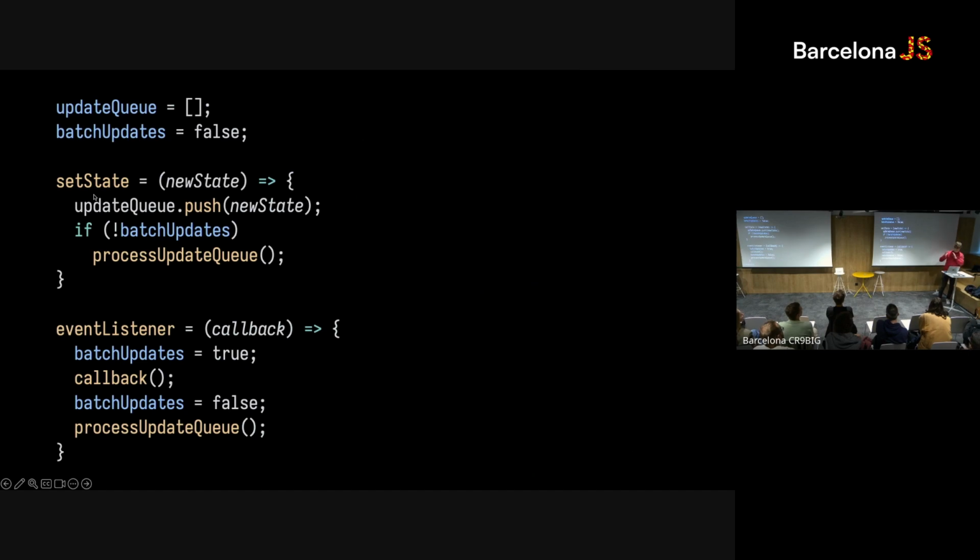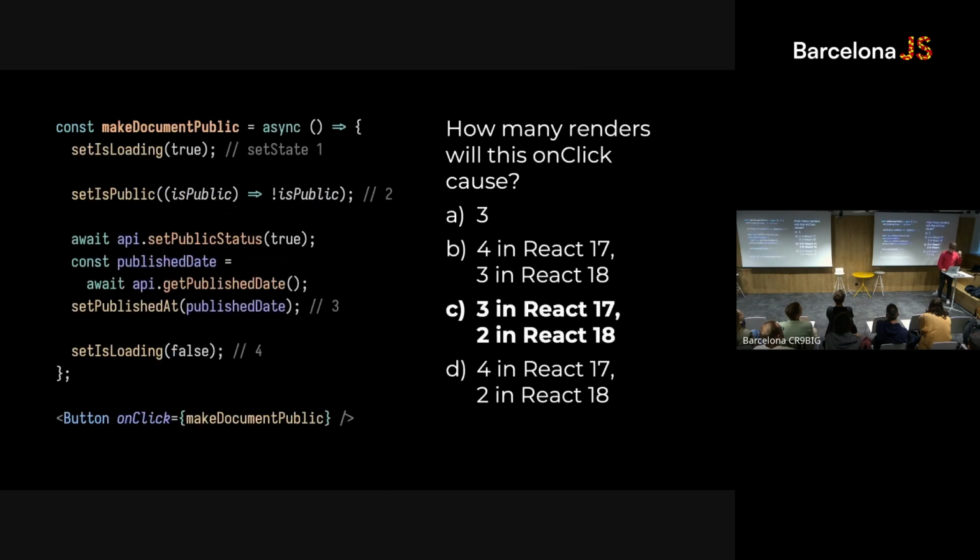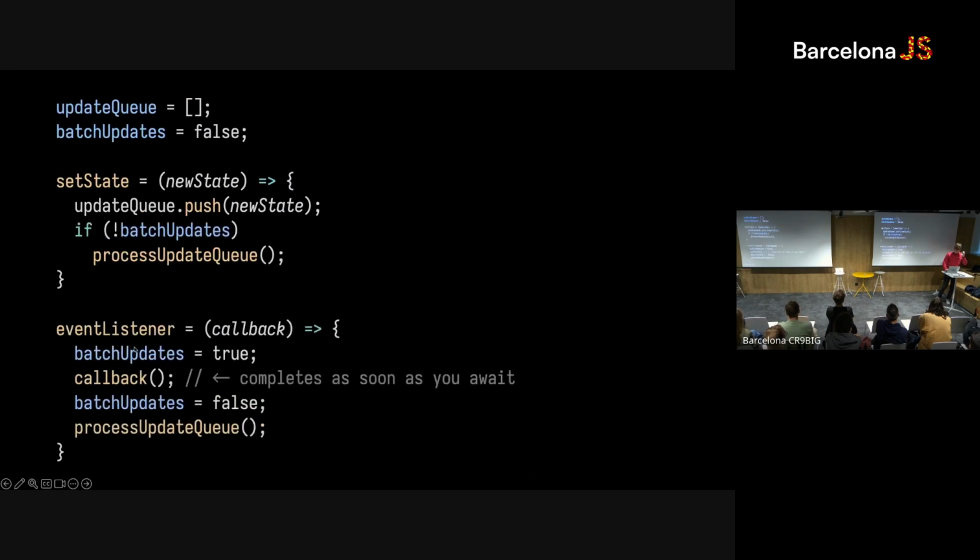This is how batching works in React 17, React 16, React 15. And that's why when you have this code in React 17, only the first two setState calls are batched. Because when you run onClick, the batchedUpdates flag switches to true, but the moment you await on something, your original callback completes. And the control returns to React, and React flips the flag back to false. And so no batching is happening anymore.